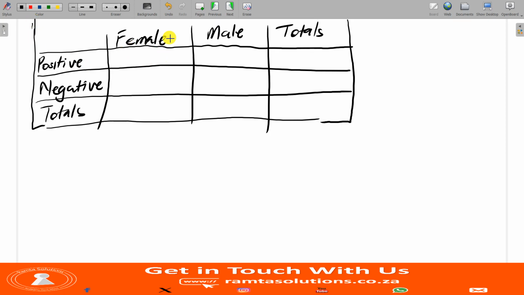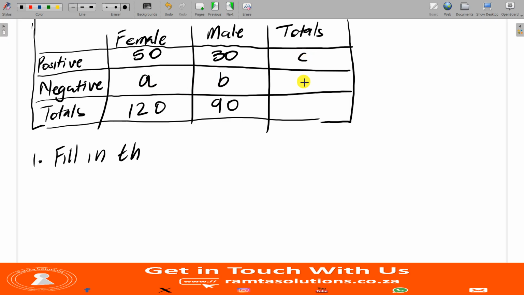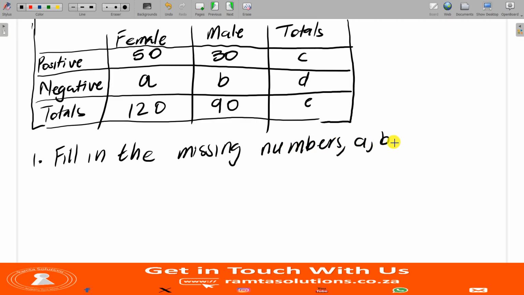The information given is these values here: 50, 30, 120, and 90. The first question is to fill in the missing numbers, which we call A, B, C, D, and E.